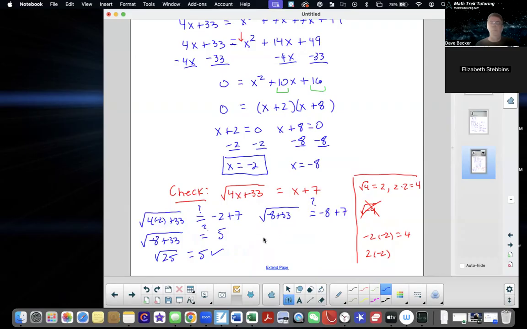So this still comes out to 25, doesn't it? I believe so. Or nope. So we come down to the square root of 25 equal to -1. That's not true, right? So -8 is not a solution. So it would just be -2. Awesome.